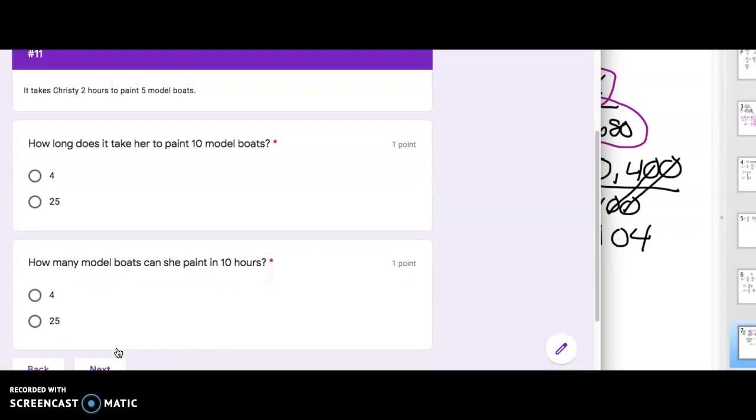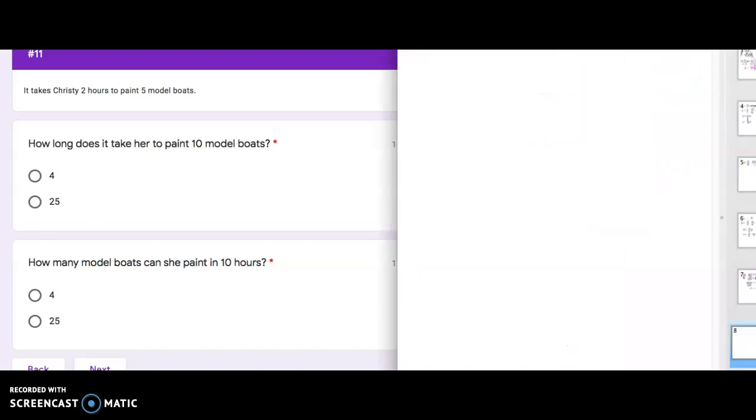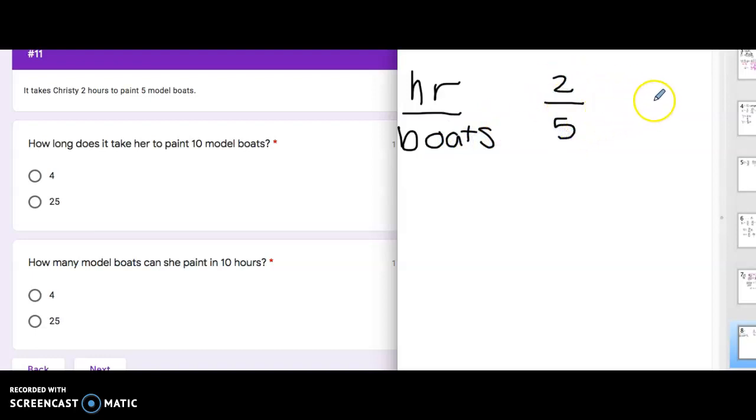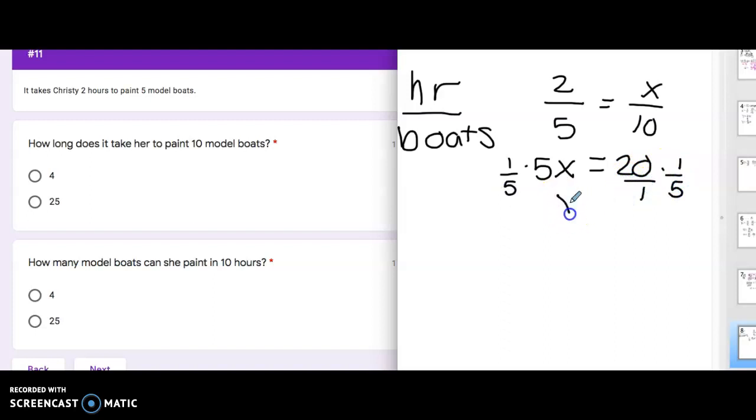It takes Christy 2 hours to paint 5 boats. So let's keep using our proportions. We have hours to boats, right? So we have 2 hours and 5 boats. How long will it take her to paint 10 boats? So let's line up the 10 boats here. I'm going to cross multiply. 5 times x is 5x. 2 times 10 is 20. Multiply by the reciprocal or divide. So x equals, cross reduce, x equals 4.